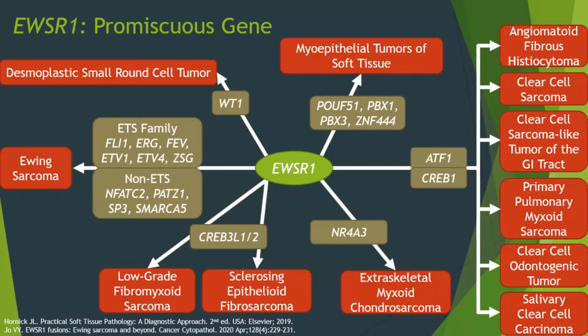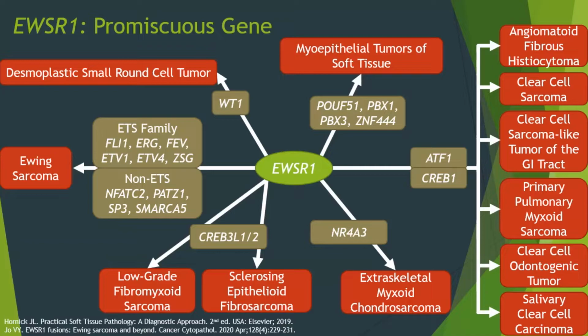Fusion with WT1 is characteristic of desmoplastic small round cell tumor, or DSRCT. Extraskeletal myxoid chondrosarcoma is associated with NR4A3 fusions, of which EWSR1 could be one of its partners. Myoepithelial tumors of soft tissue are associated with EWSR1 fusions with POU5F1, PBX1, PBX3, or ZNF444. Sometimes the same fusion partners may cause different diseases, even with varying morphologies. So, EWSR1 fusion with CREB3L1 or 2 can give rise to low-grade fibromyxoid sarcoma or sclerosing epithelioid fibrosarcoma.